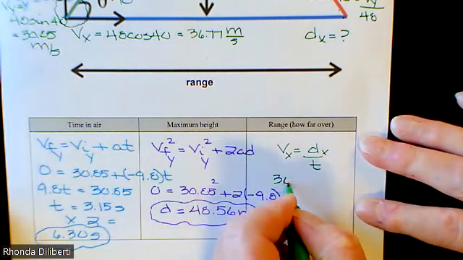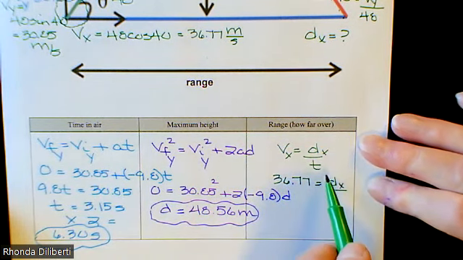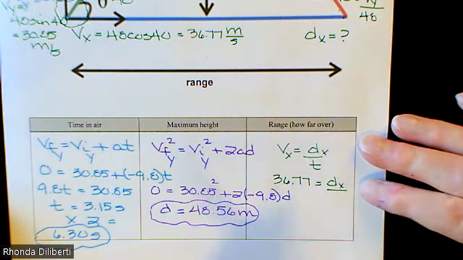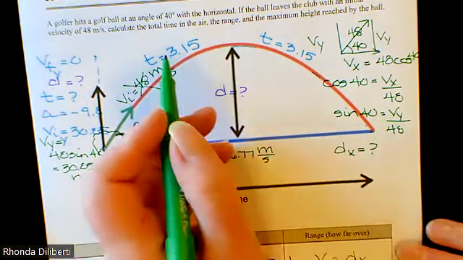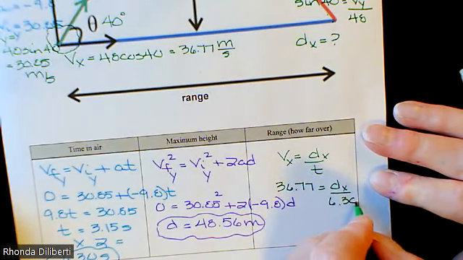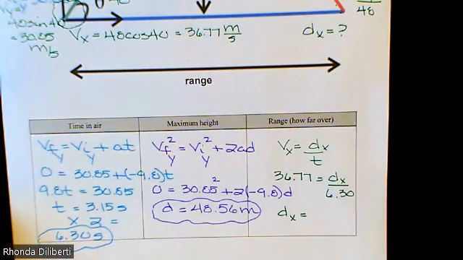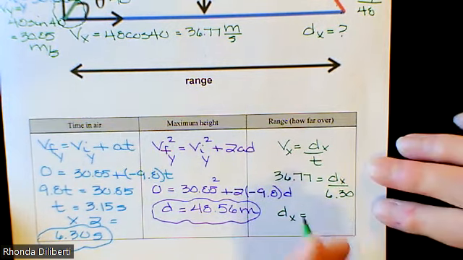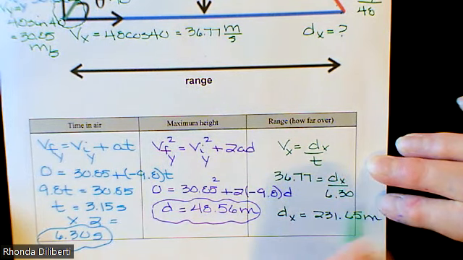So I'm going to write that in. 36.77. And I'm looking for dx. And then t is how long is the golf ball in the air, like how long while it's going over. So that's the double time. And so that's going to be 6.3 seconds. Dx equals. So let's multiply that. And I get 231.65 meters.